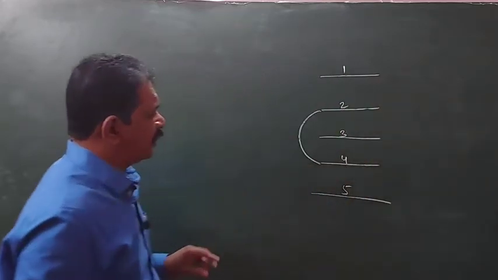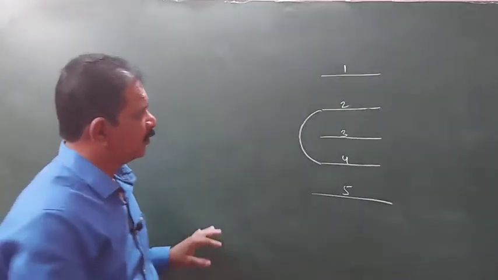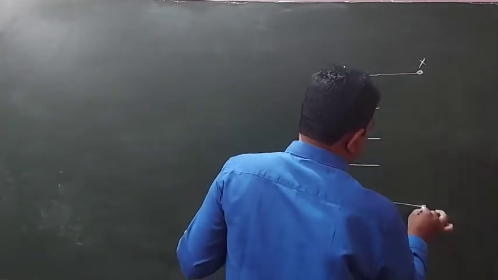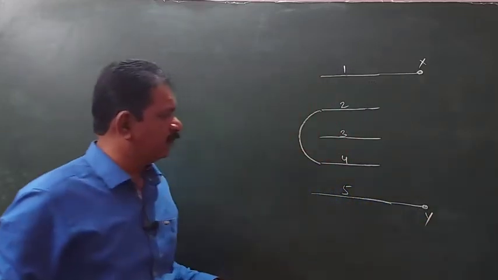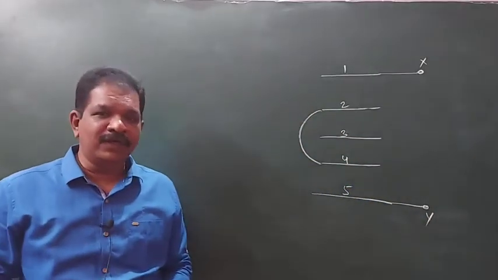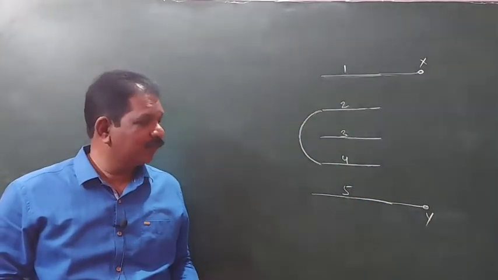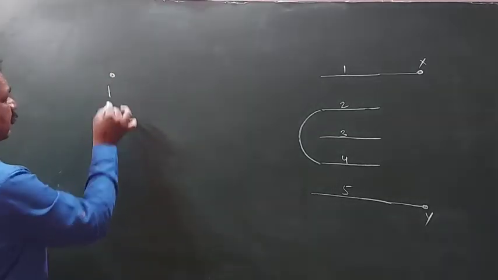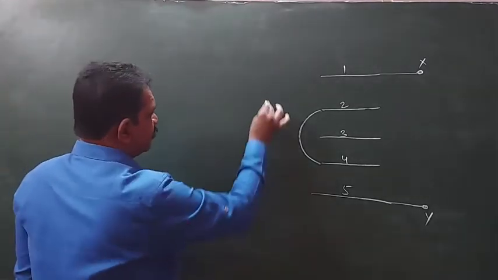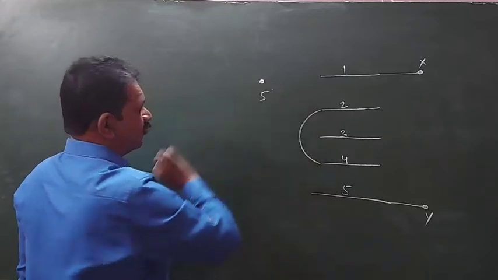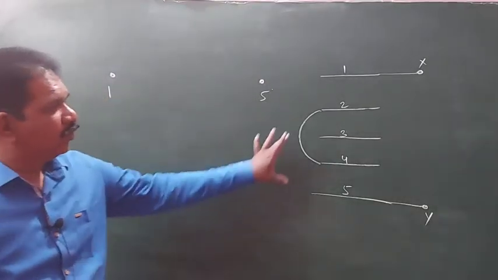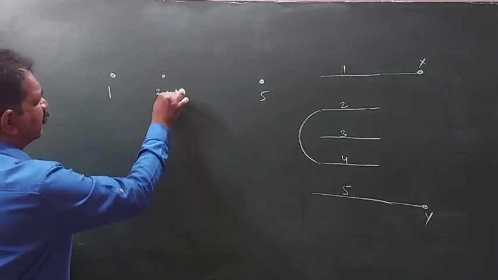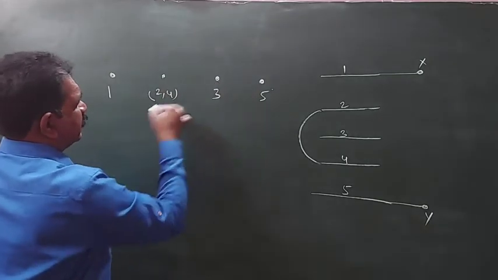2 and 4 are connected. Between this is X, this is Y. Find the effective capacitance. What to do? First one. This is 5. Understanding? 2, 4 are connected. Next, 3 is also there.